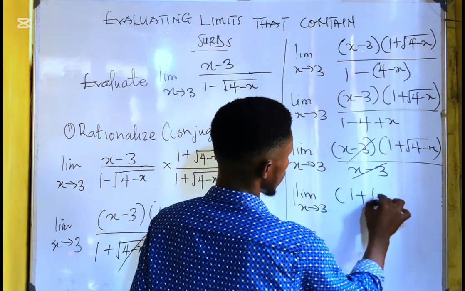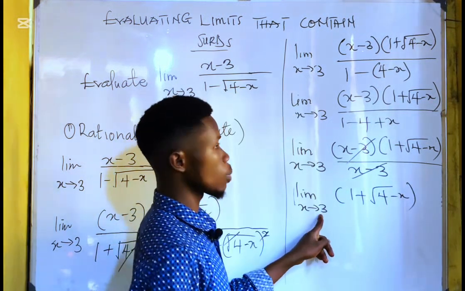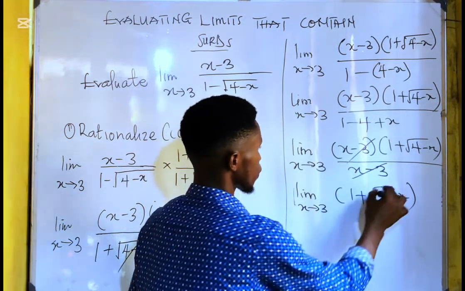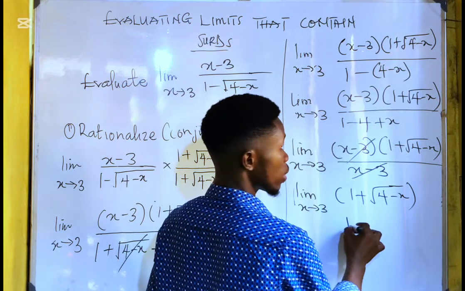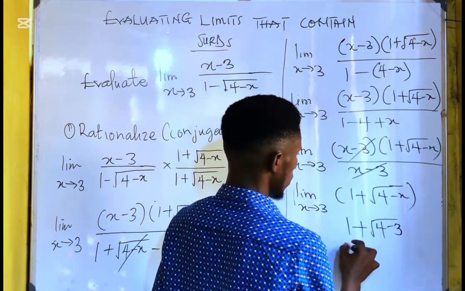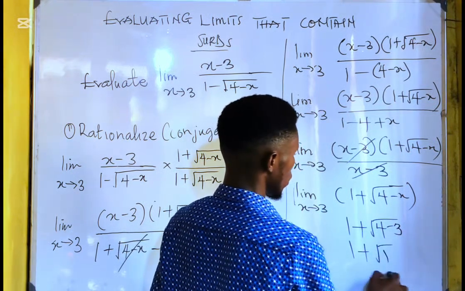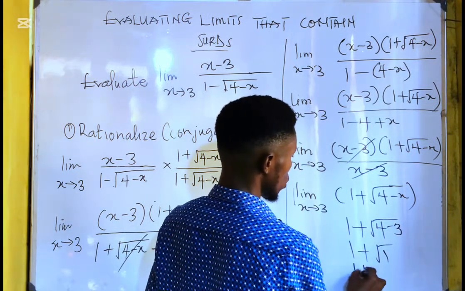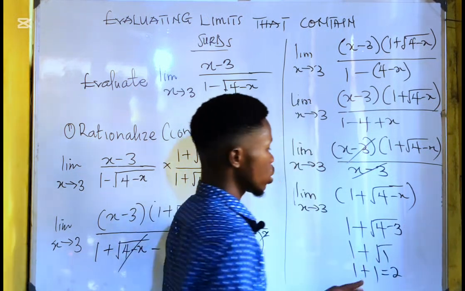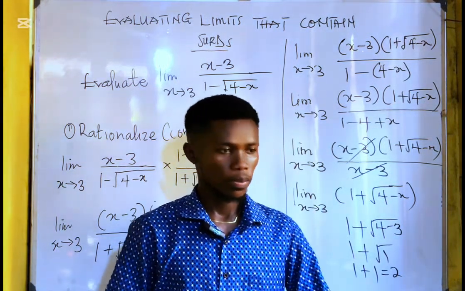So here, if this one cancels this, you have the limit as x approaches 3 of 1 plus the square root of 4 minus x. At this point, you are going to substitute the value. Wherever I see x, I will put 3 there. So I'm going to have 1 plus the square root of 4 minus 3. 4 minus 3 is 1, and the square root of this is 1. So this will give you 2. The answer to this question is 2. Is that okay?